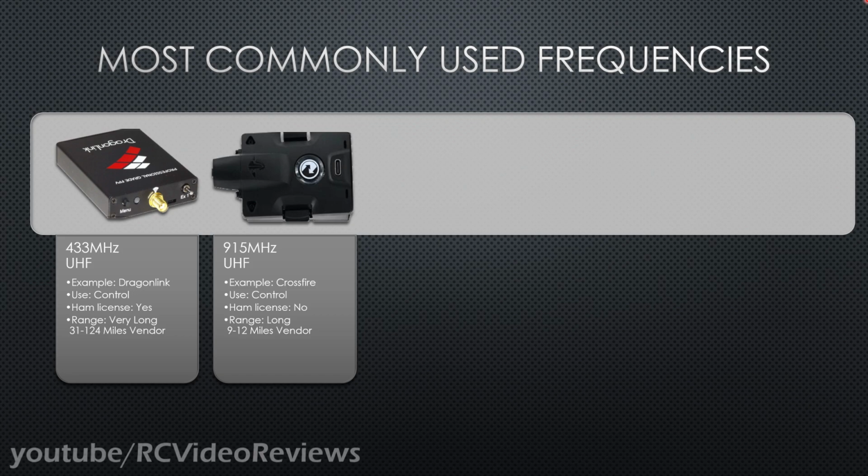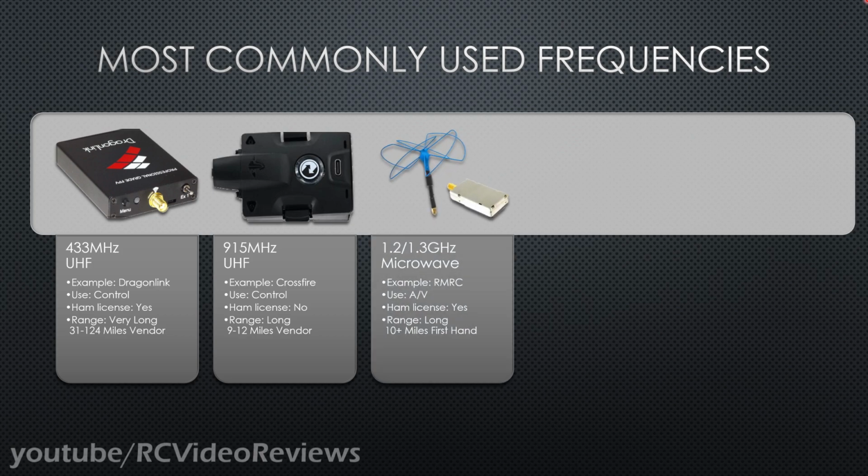Next up is the 1.2 to 1.3 gigahertz frequency. This is a microwave channel. One example of a product utilizing this frequency is the ready-made RC video receiver. Its primary use in RC is AV. A ham license is required to operate equipment utilizing this frequency. It has a very long range of 10 plus miles, and I've experienced that firsthand.